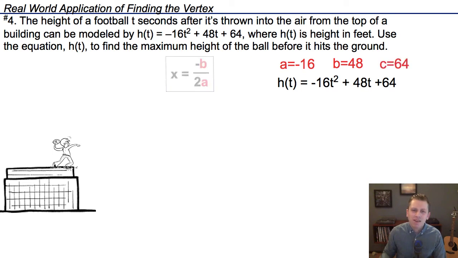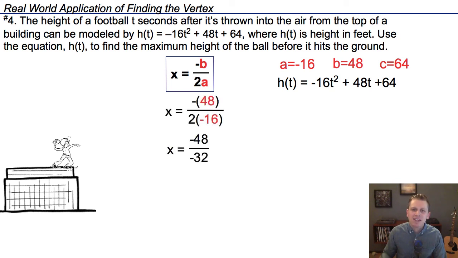Bring up our formula for the axis of symmetry and plug in b and a. When we simplify, we can see that we have an x value of 1.5 for the vertex, which is also the same value used for the axis of symmetry, x equals 1.5. What this means in the context of the problem is that our highest height will occur after 1.5 seconds. Now I want to know, well, how high will this football be after 1.5 seconds?